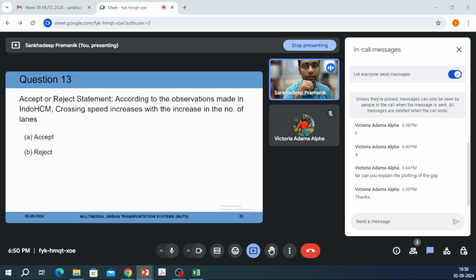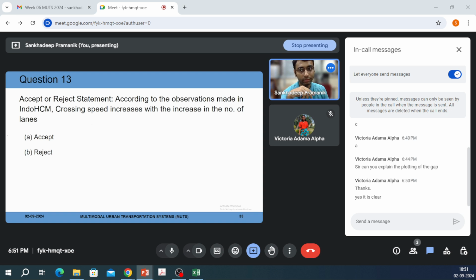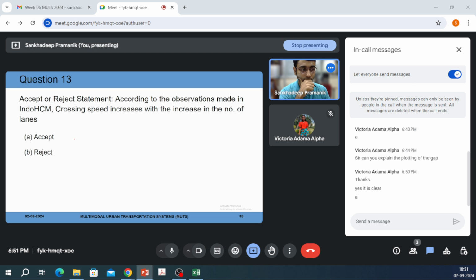So moving to the next question, according to the observation made in Indo HCM, crossing speed increases with the increase in the number of lanes. Accept or reject? Okay. Yes, it is correct. Crossing speed increases with increasing number of lanes.